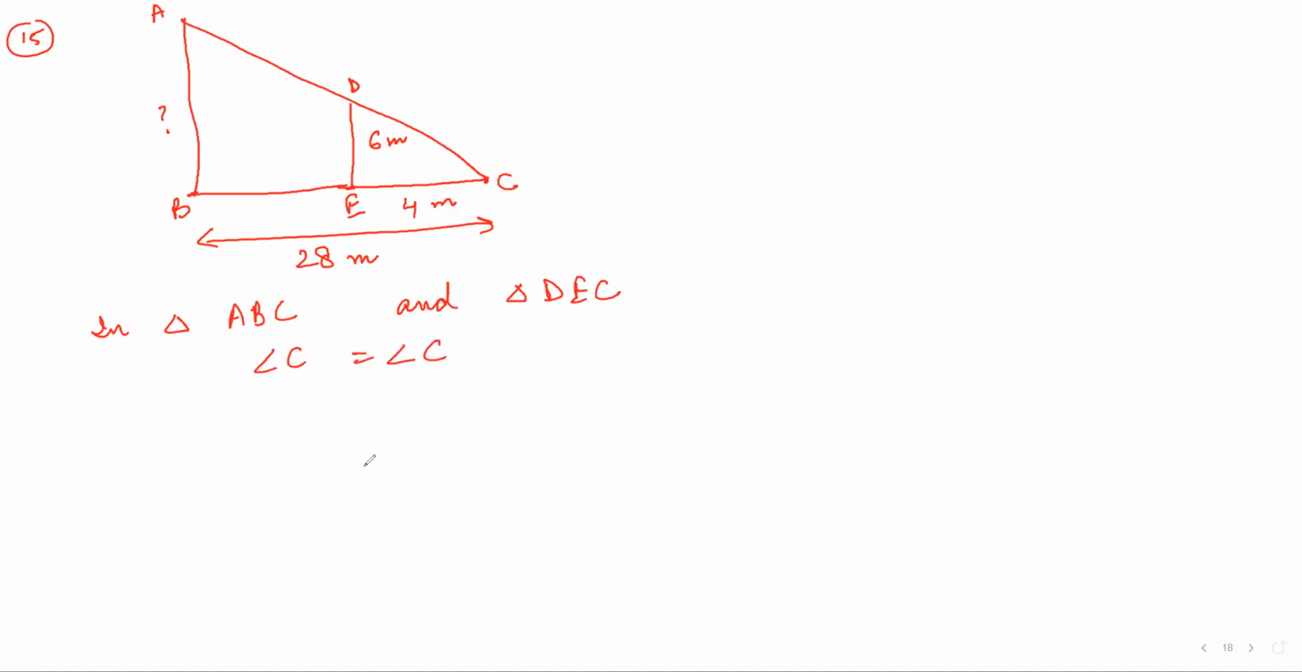They are 90 degrees. Yes, because poles are exactly vertical, right? It is also given the vertical pole. So that term is important. Vertical means it is given that this angle is 90 degrees. So I can write angle ABC is equal to angle DEC, which is 90 degrees each. So they are similar. So therefore triangle ABC is similar to triangle DEC.